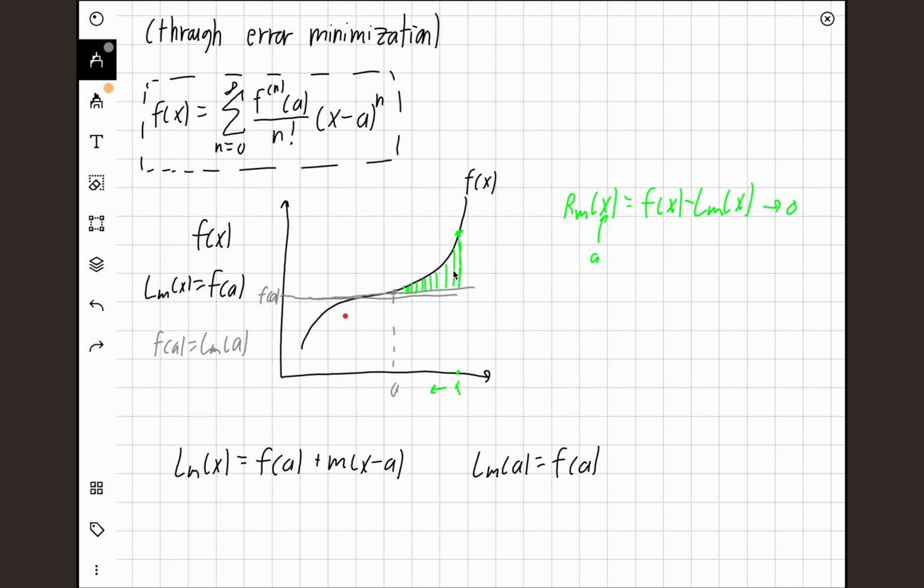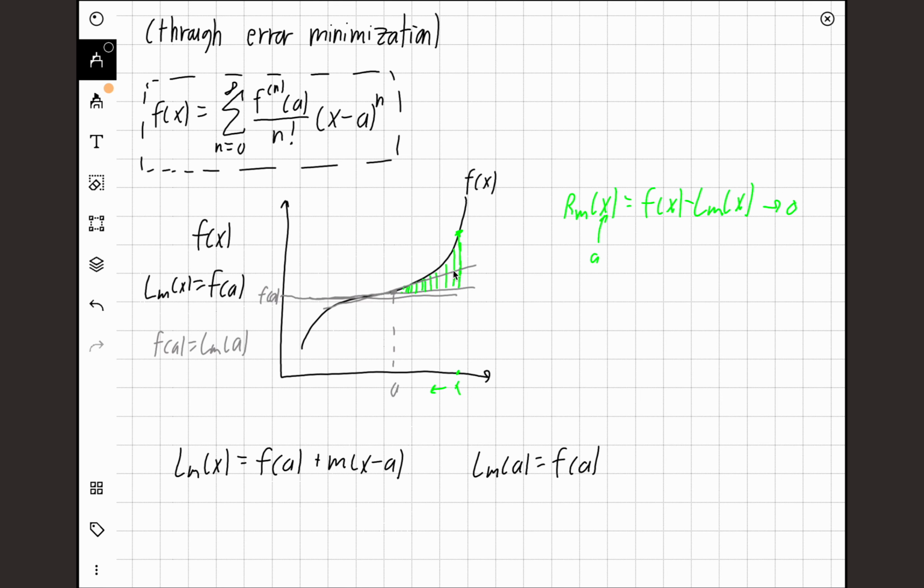So if we choose a specific m, for example, an m such that our line will be tilted like this, then we can see it approximates our function way better at the point a. So we want to find the best possible tilt of this line to approximate our function f of x. And how do we do that? How do we find the one that minimizes this green error the fastest? Well, we've got to introduce something called the normalized error.